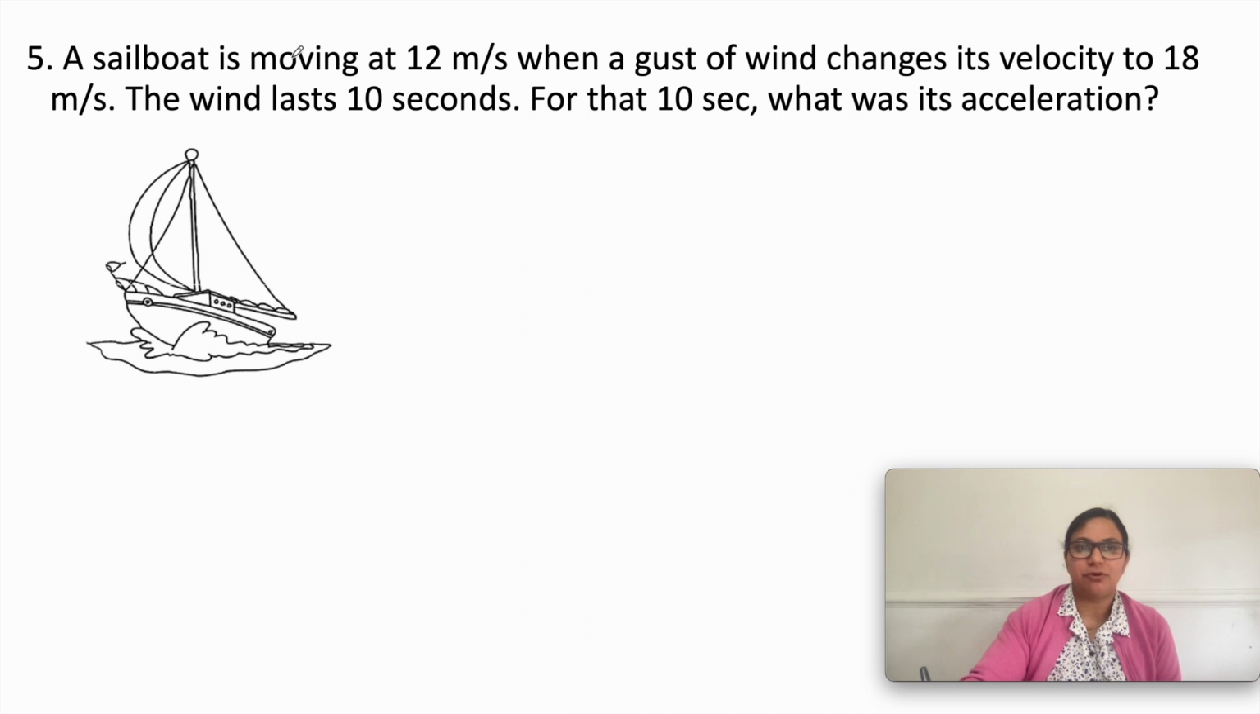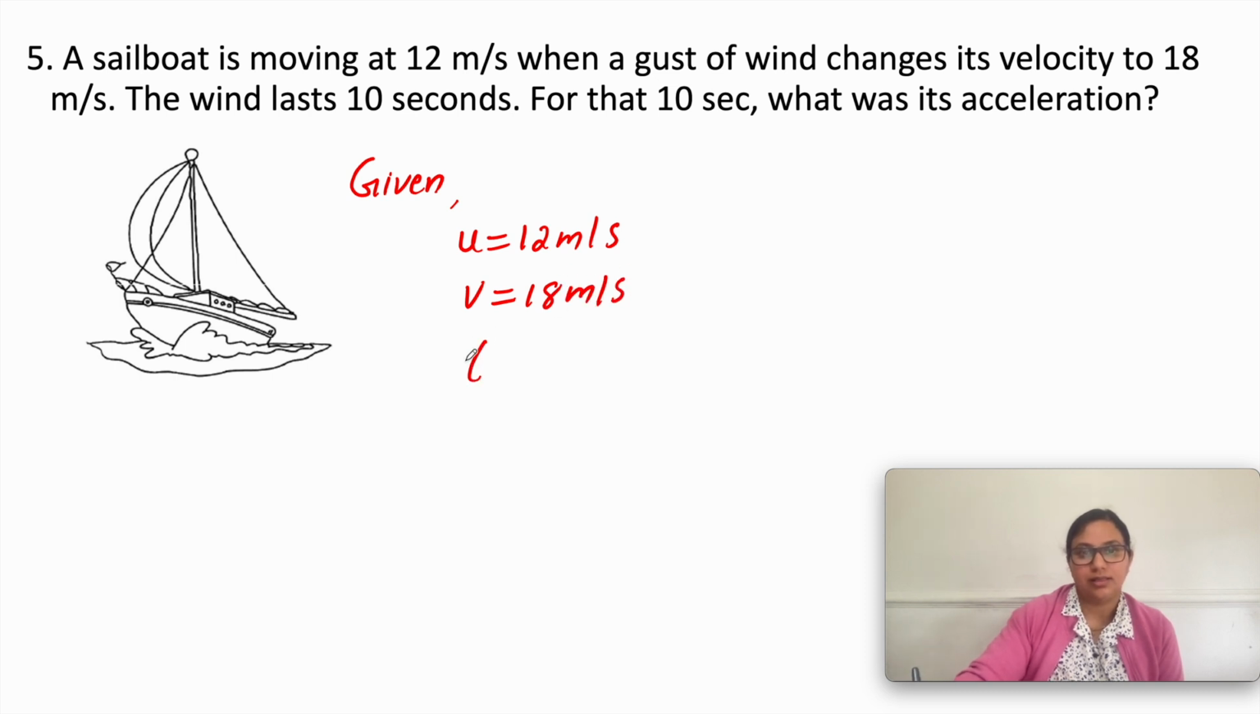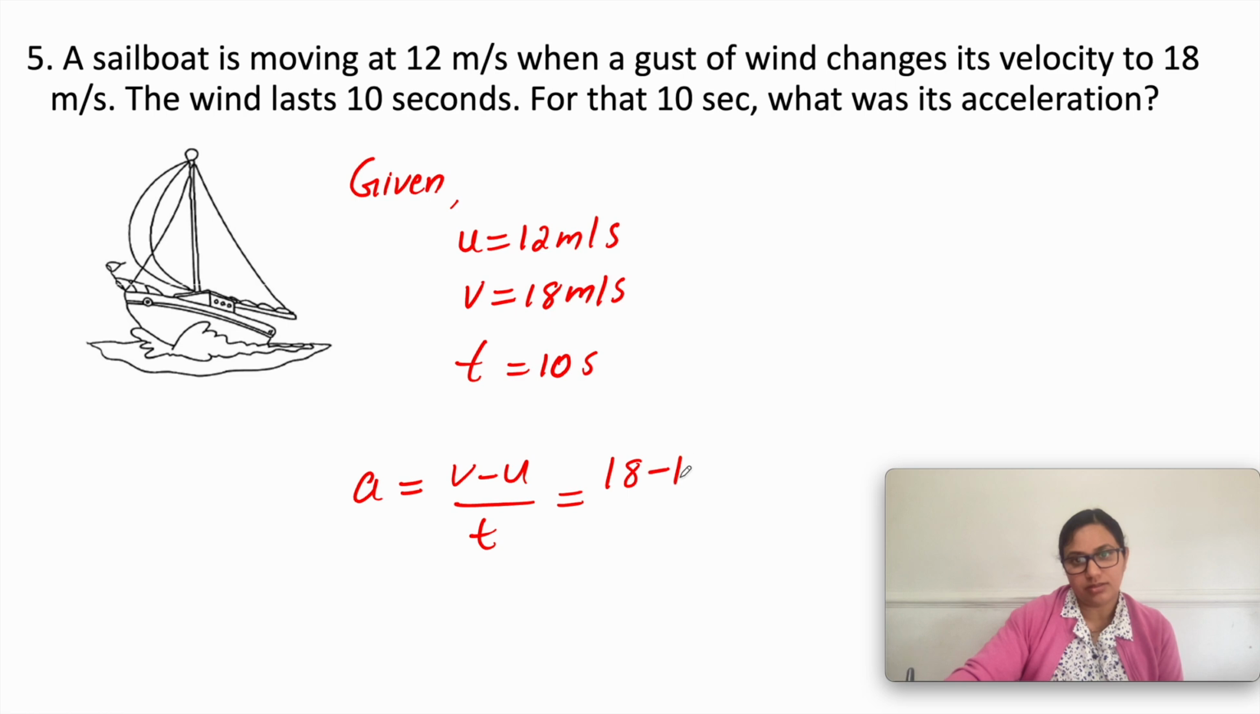Question number 5 is, a sailboat is moving at 12 meter per second when a gust of wind changes its velocity to 18 meter per second. The wind lasts 10 seconds. For that 10 seconds, what was its acceleration? Given a sailboat is moving at 12 meter per second. So it is moving with an initial velocity of 12 meter per second. Then the wind changes its velocity to 18 meter per second. So the final velocity is 18 meter per second, and the time interval is 10 seconds. Therefore, acceleration is equal to v minus u divided by t. That means 18 minus 12 divided by 10, which gives 6 divided by 10, which is equal to 0.6 meter per second square.